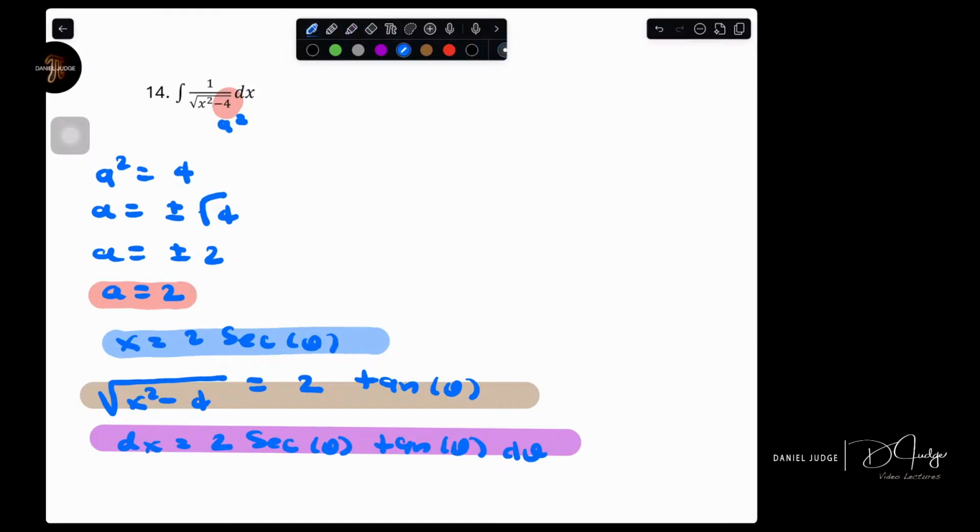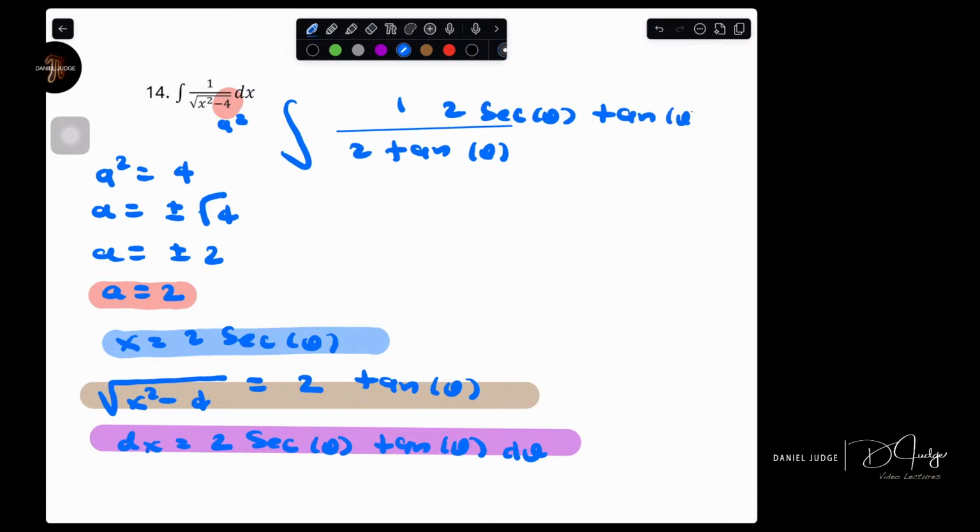Okay, let's substitute 1 over, not the radical, but 2 tangent theta. And then your dx is 2 secant tangent d theta. So we'll get 2 times 1, which will be 2. The 2's cancel, tangents cancel. This is the integral, ladies and gentlemen, of simply secant theta d theta.